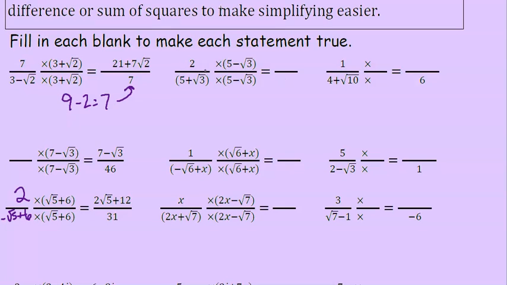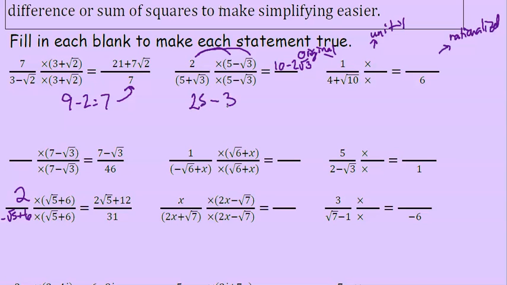Let's look at the next column. So we're given the first fraction and the unity fraction. Now we will find our rationalized fraction. So we're going to distribute the 2 into each of these to get 10 minus 2 square root 3. Okay, so we have a difference of squares, so it's 25 minus 3. That's 22.